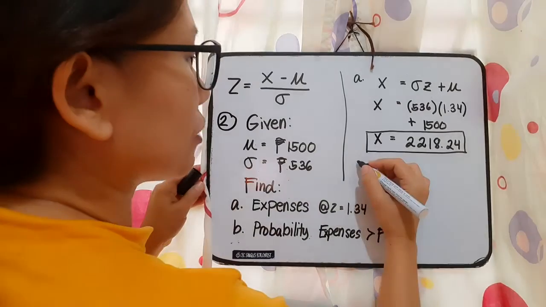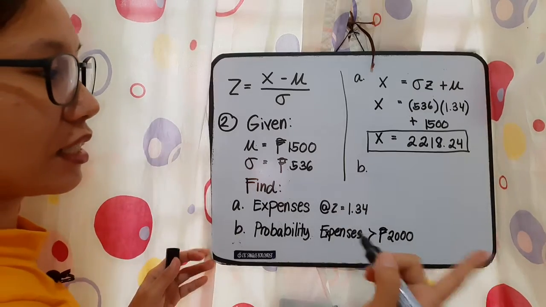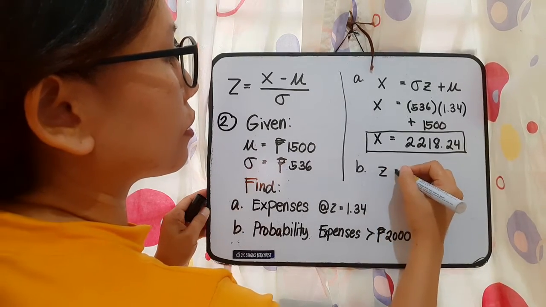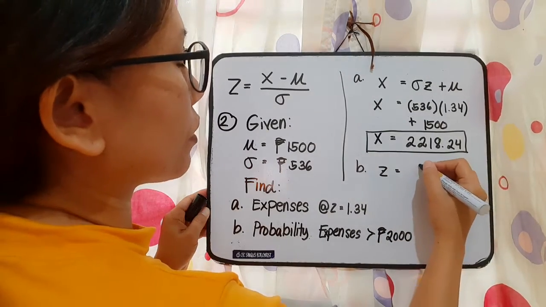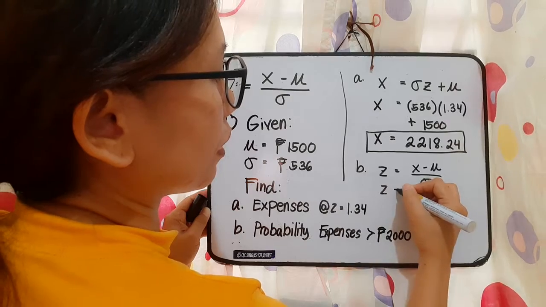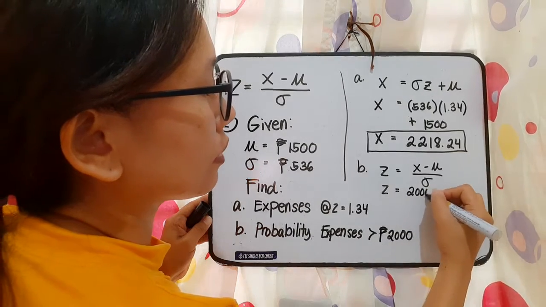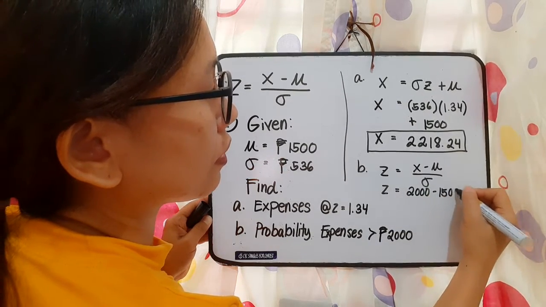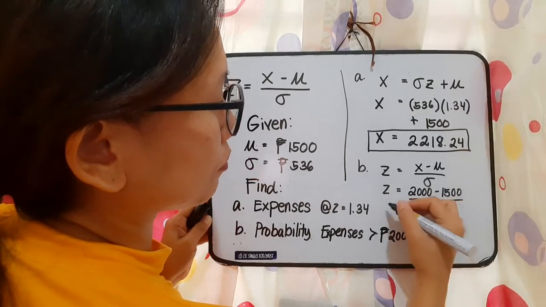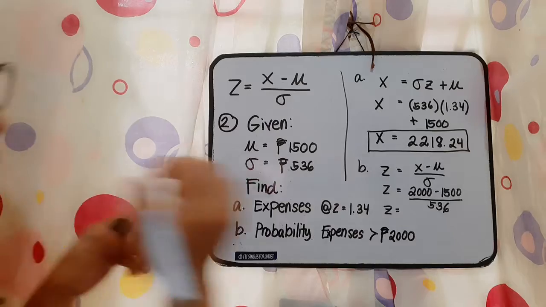1.34. So for letter B, what is the probability that the expenses will be greater than 2,000? So we will just use this to get the z-score. So z is equal to x minus mu over rho. Our x is 2,000 minus 1,500 over 536. Z is equal to 0.93.